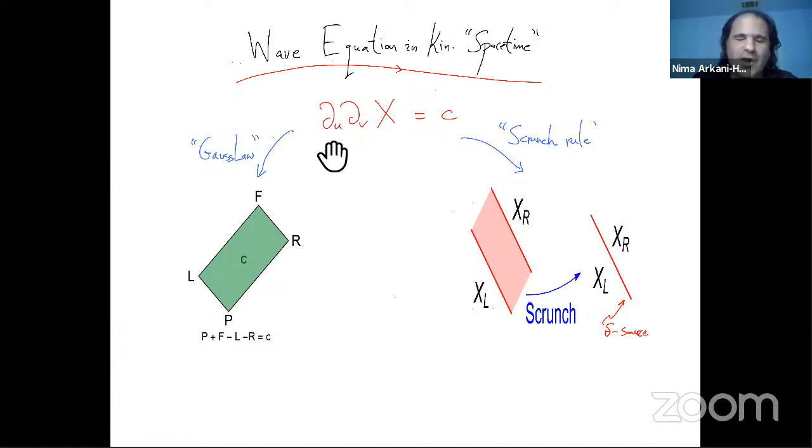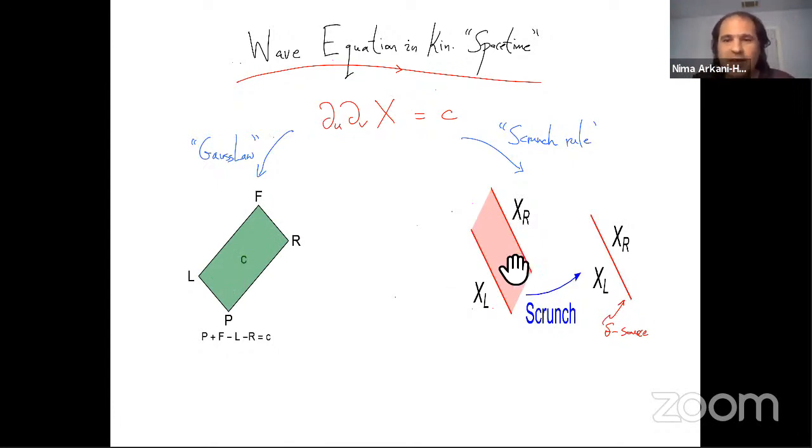One of them is that you can think of the global, the integral version of the wave equation, the Gauss law in 1+1 dimensions, just says the following. For any causal diamond in the 1+1 dimensional space, the value of past plus future minus left minus right is the total charge inside that diamond. Okay, so that's Gauss's law.